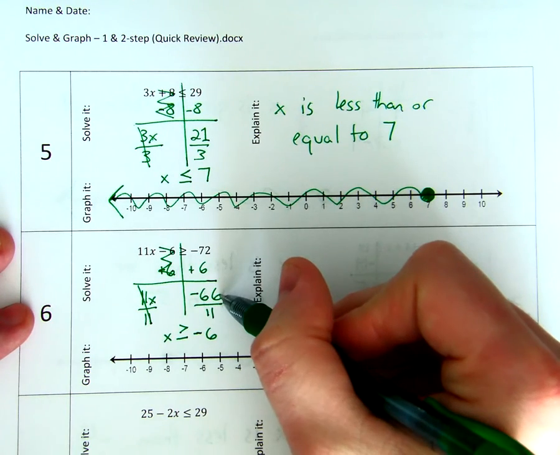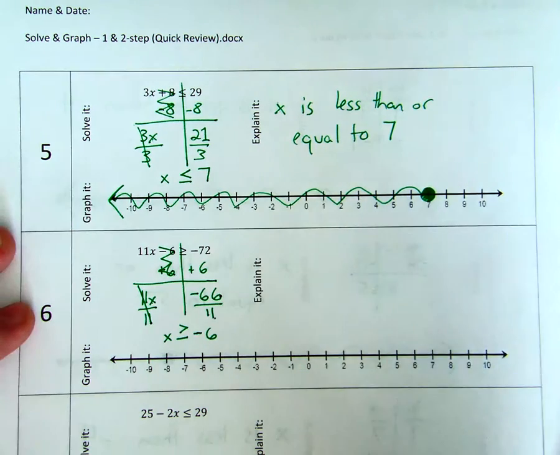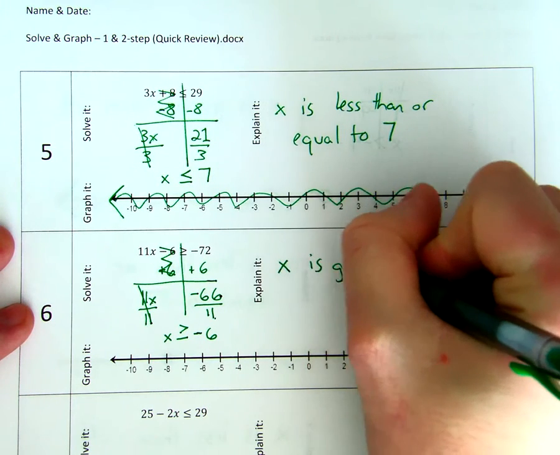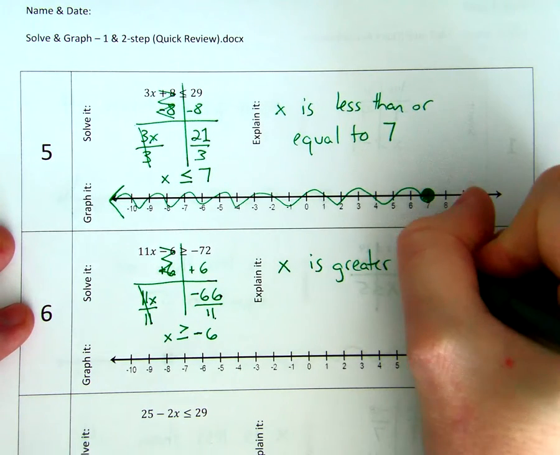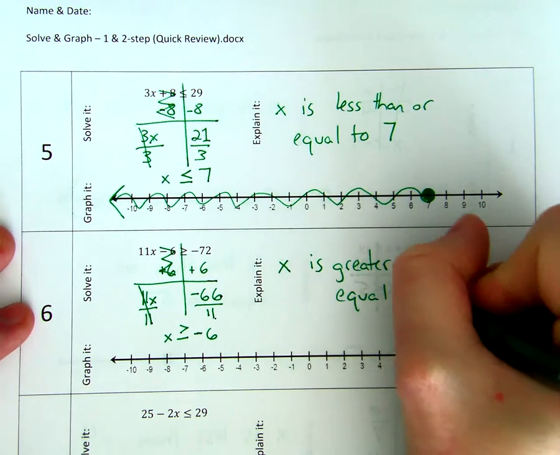Because remember, it's okay to have a negative number on top. The only time we change the direction of the sign is if the negative number is on bottom. So our answer, x is greater than or equal to negative 6.